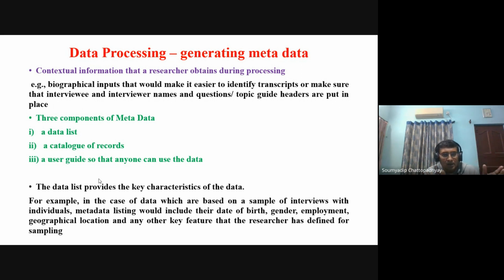So if you are in a position to generate metadata, what is the advantage of that metadata? The data list provides the key characteristics of the data. For example, as I mentioned, in case of data based on a sample of interviews with individuals, the metadata listing would include the date of birth, geographical location, and any other key feature that the researcher has defined for the sampling. So this is very important from a metadata perspective.